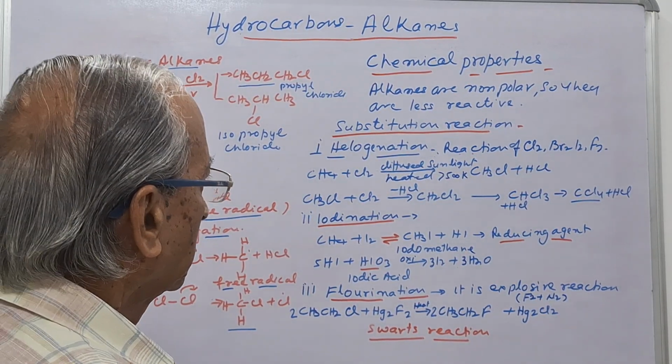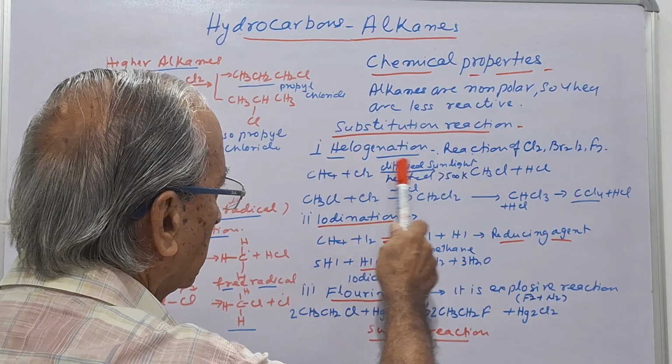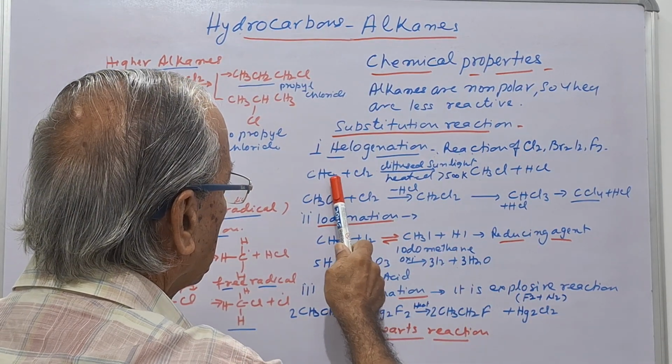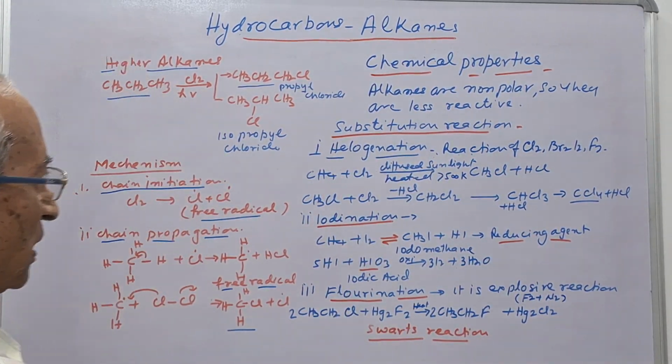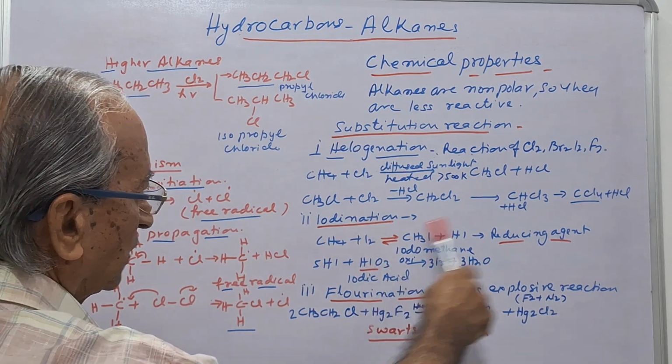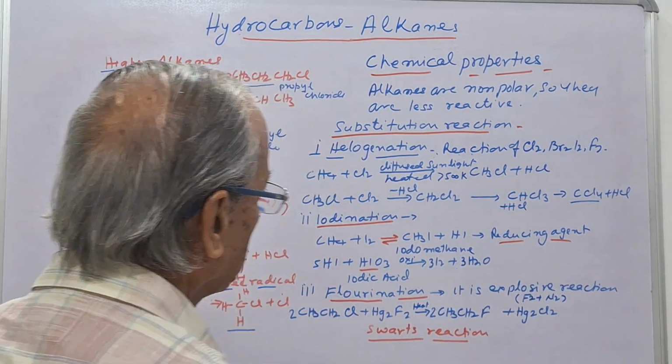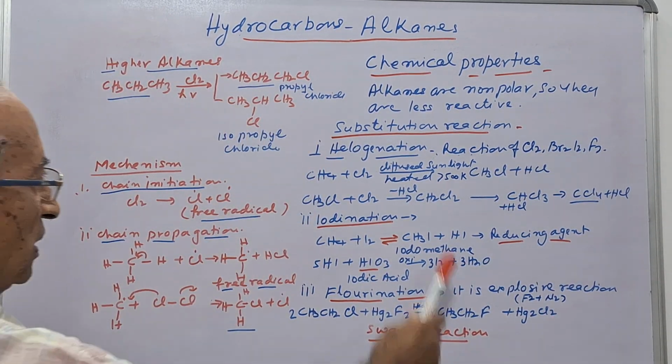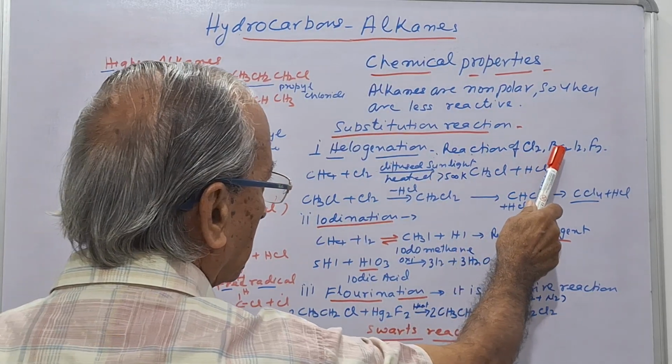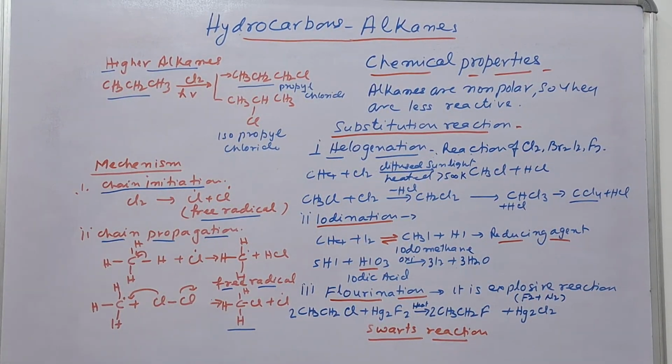So we say that in the case of the reaction of chlorine on the alkanes, it is a chain reaction and you get a mixture of the products. This same reaction can be carried out with bromine also.